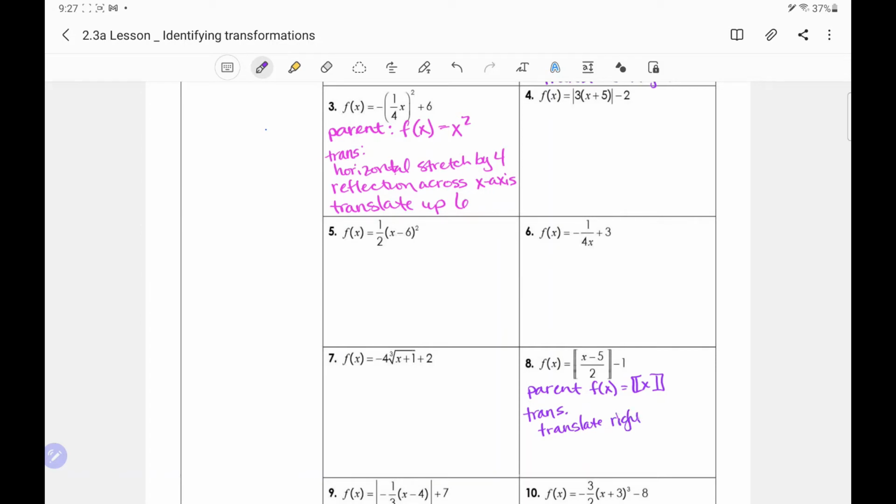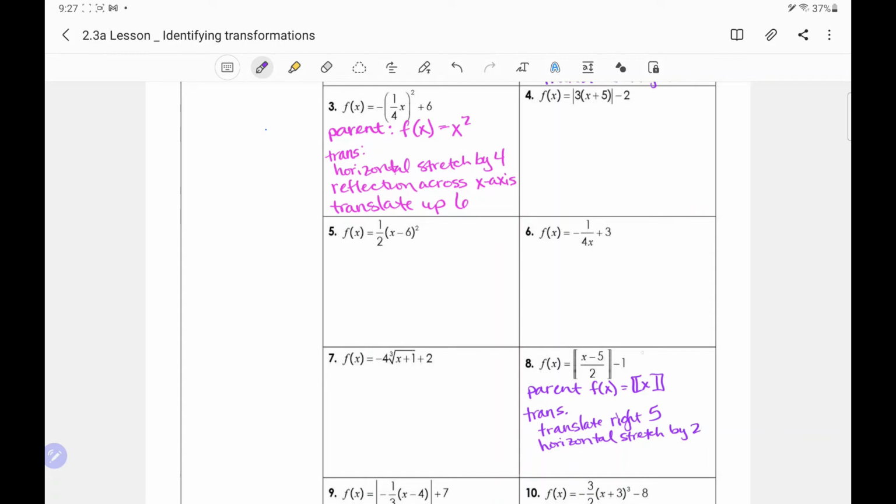Because it's a minus 5, but it's the translation right or left. We change the sign, remember? So we go to the right 5. And then also, we've got that dividing by 2. Think of that as multiplying by 1/2. So it's actually going to be a horizontal stretch. The reciprocal of 1/2 is 2.